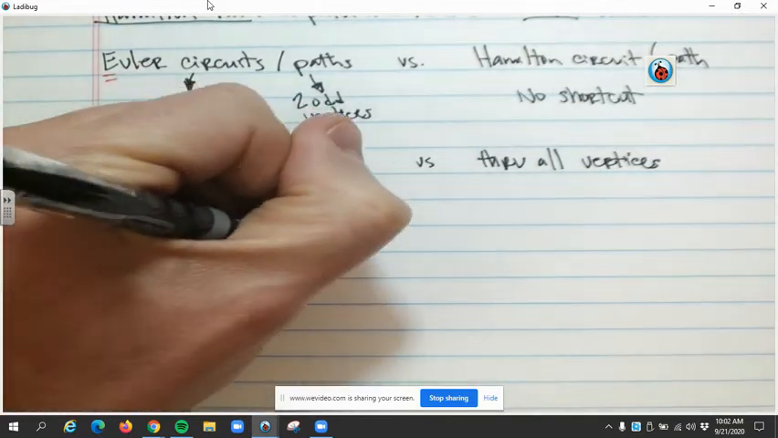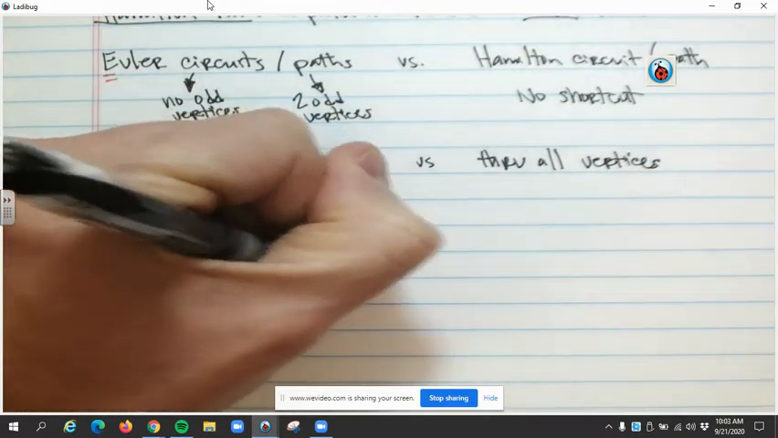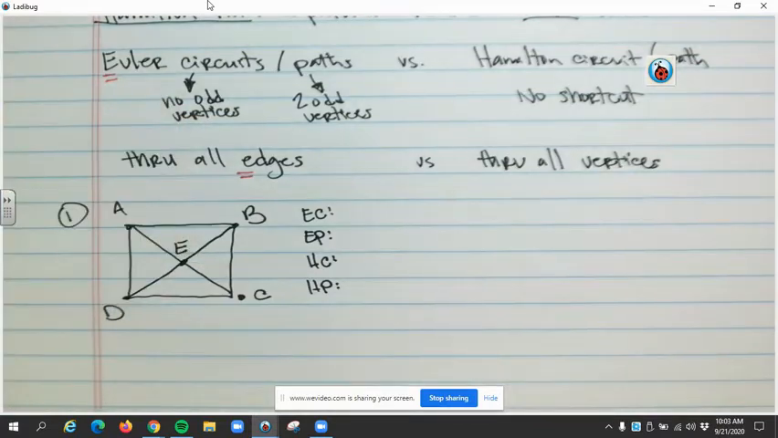Is there a Hamilton circuit? Is there a Hamilton path? All right, so for the Eulers, since we did those in the last section, we're not going to go through and figure out what they are. I just wanted somebody to figure out if there is one or not. So let's practice with Euler.